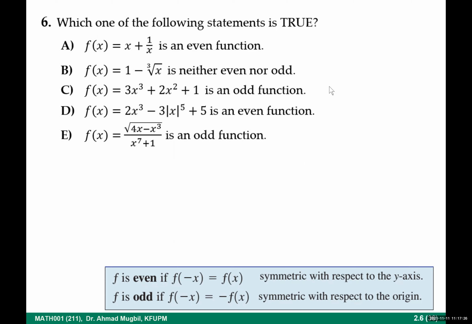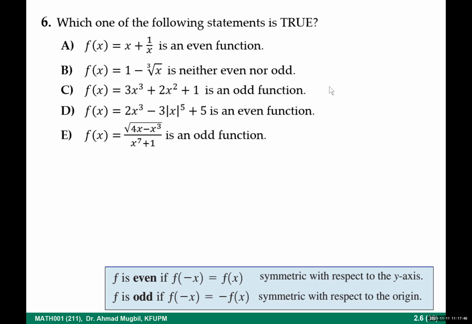Think about it in your notes, and you need to explain each one of these. Is it even? If it is not even, what is it? If it is neither even nor odd, how do you justify your answer? Think about it, take your time.